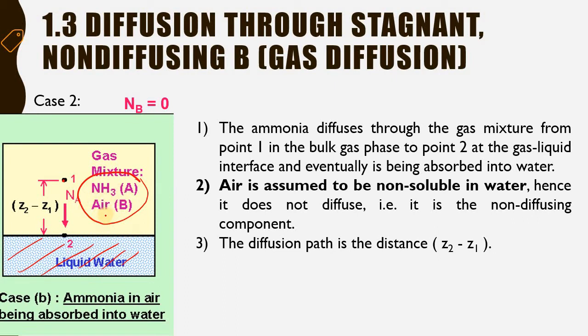Air is assumed to be non-soluble in water. Only ammonia is soluble in water. So air does not diffuse. The non-diffusing component here is air. Air is the non-diffusing or stagnant component here. So the ammonia will diffuse into the water across the path, or across the distance we call Z2 minus Z1. So this is the distance.